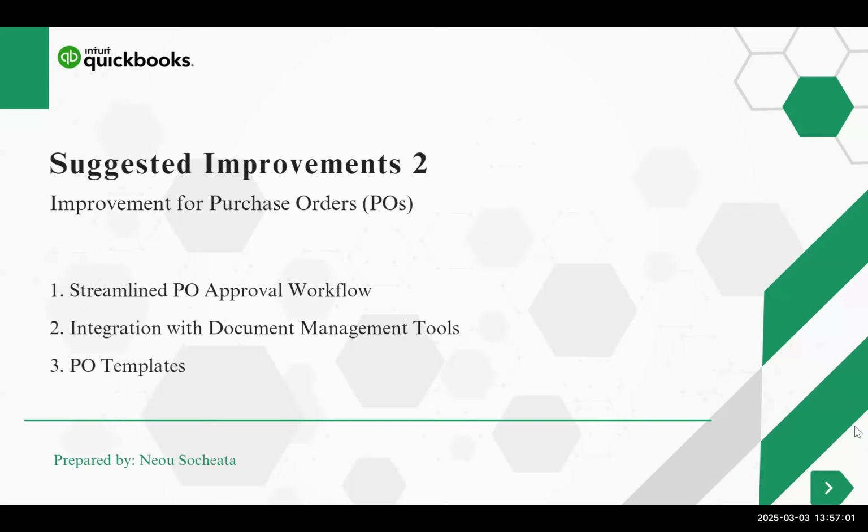Integration with document management tools. Digital signatures: integrate QuickBooks with a digital signature platform so that approval can happen seamlessly within the software. Centralized document storage: link purchase orders with a cloud-based document management system where approval and related files are stored in a centralized accessible location. Purchase order templates: create standard templates for purchase orders that include pre-approved items, reducing the need to manually enter data each time a purchase order is made. Thank you.